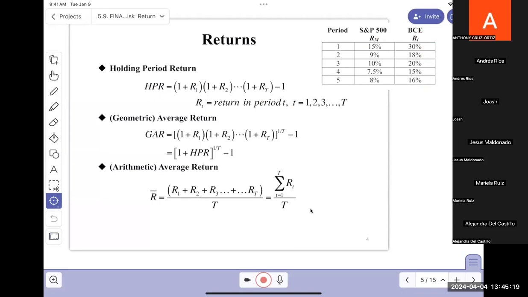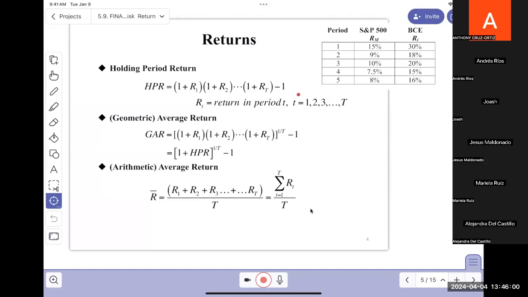either S&P 500 or BCE returns over a period of time, computing what would be the return of $1 invested in period 1 at the end of period 5 if you left it there. That's what the holding period return gives you. To calculate the holding period return, you multiply factors, just like rates are compounded, you're going to compound different rates to get the overall rate of return. And then you minus 1 because we want the return per dollar invested. So we need to take that dollar off to see the percentage return.